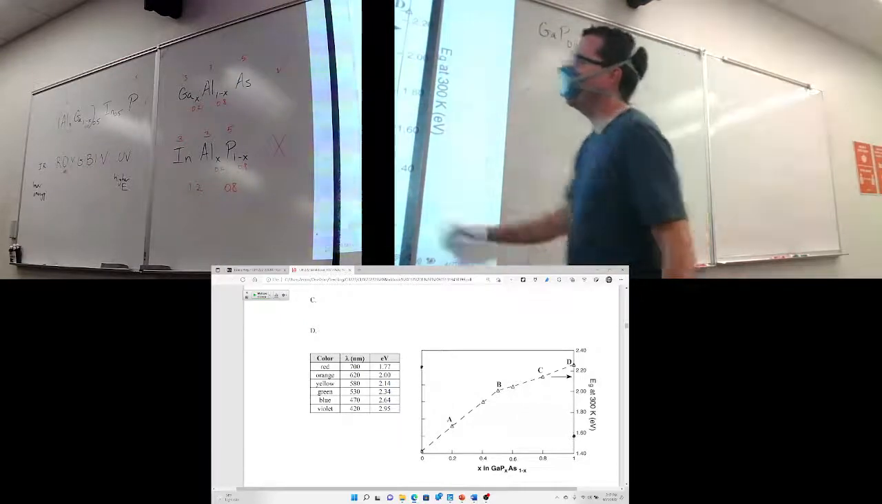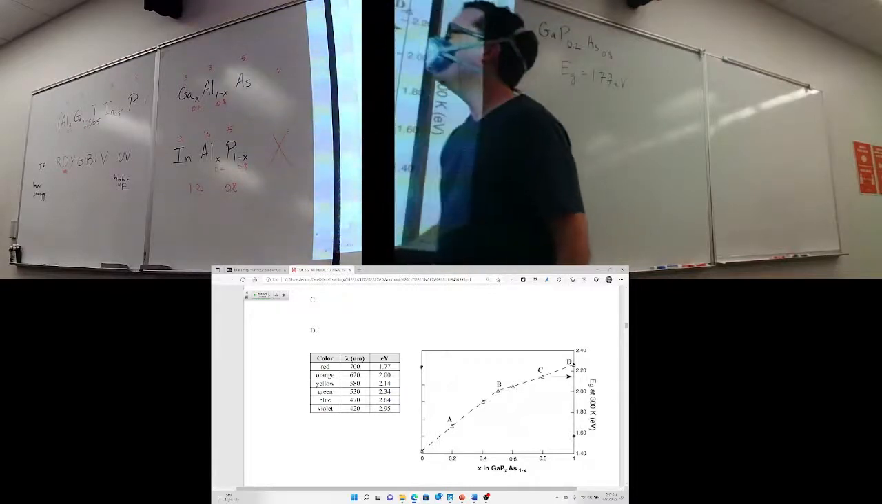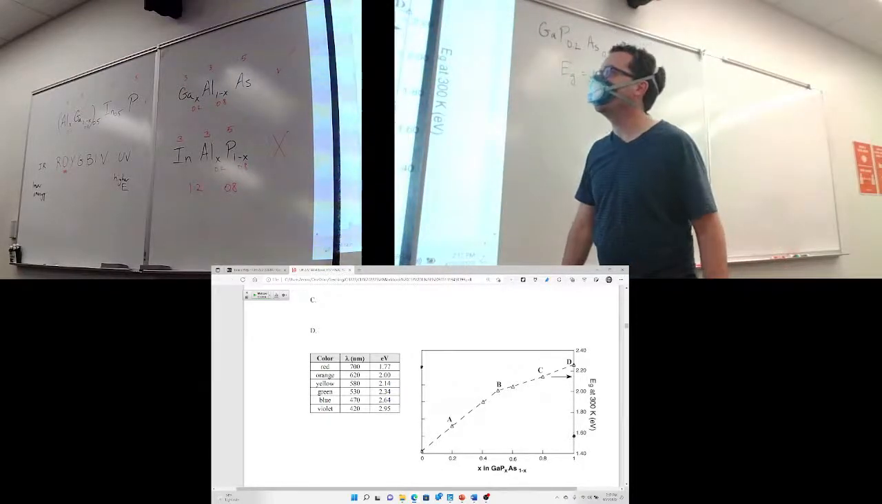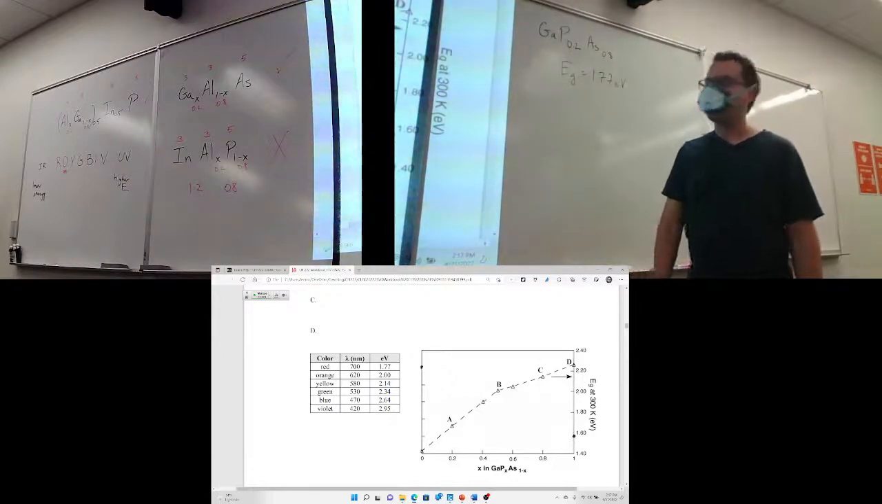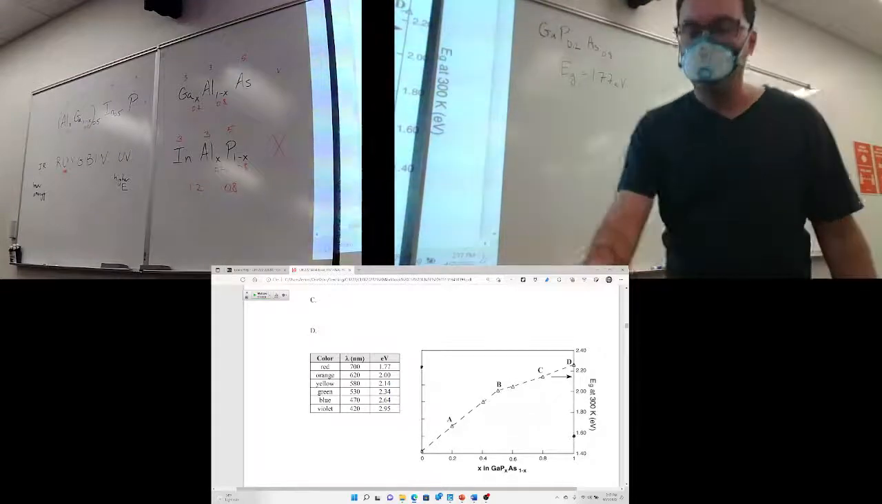That's the band gap. And if I were to calculate what is the wavelength of the photon emitted from that band gap, well, this table kind of gives it away. It's 700 nanometers, which is squarely in the red. But you should be able to calculate it yourself. How do we do that? Let me remind you real quick.